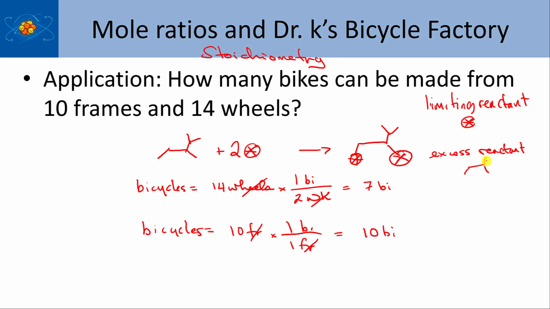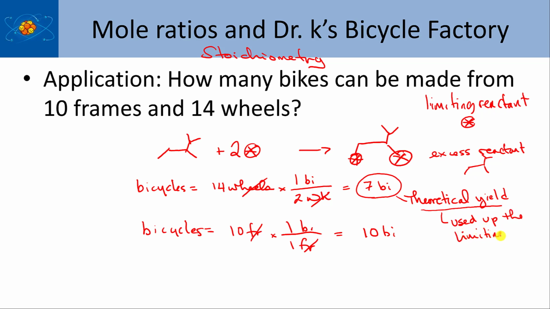Now, there's a couple other terms here. One term is theoretical yield. How much could you make from these supplies, right? So the theoretical yield is this number. And it is always the smaller of the two. Because when you make this theoretical yield of material, you've used up the limiting reactant. So how much limiting reactant is left? None.